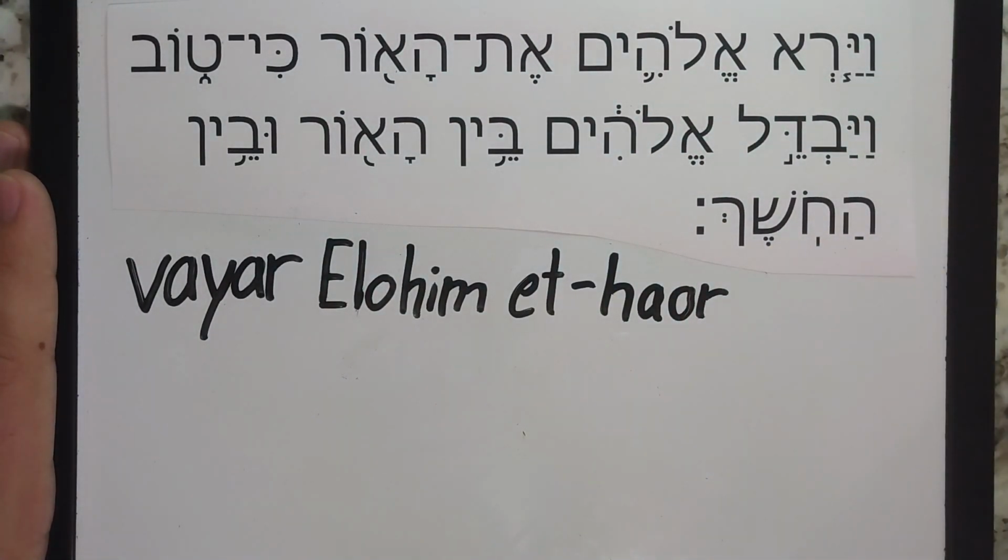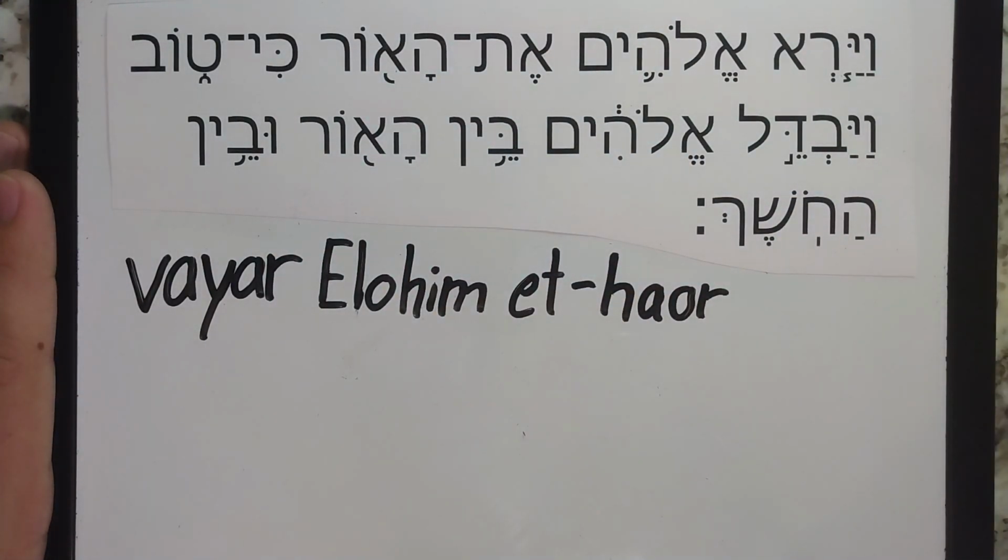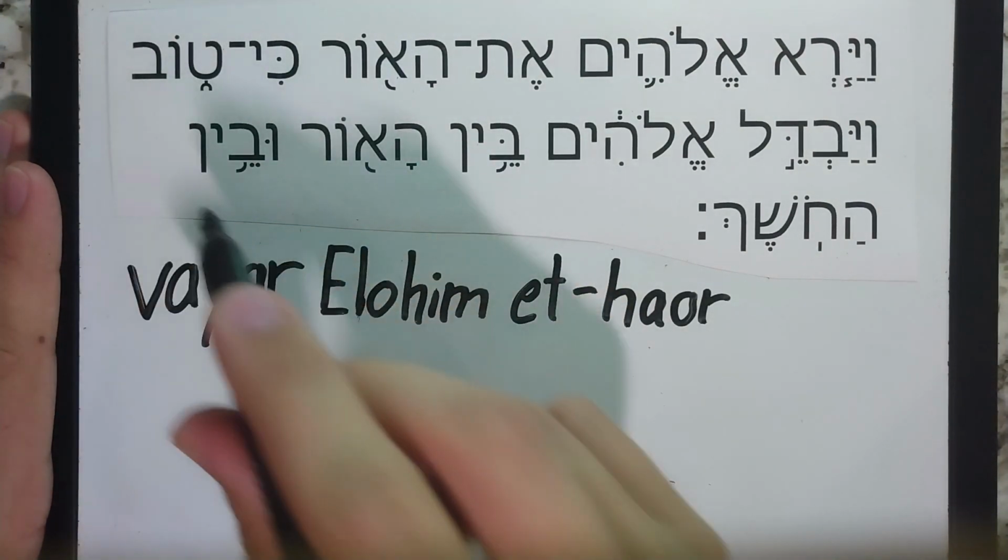These two words connected with a dash have just one punctuation marker on the syllable or, which means that that is the accented syllable between these two words. So this is et haor. Next up, we have two more words connected with a dash.